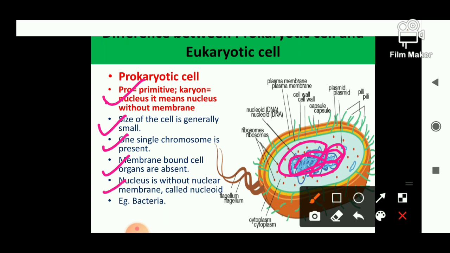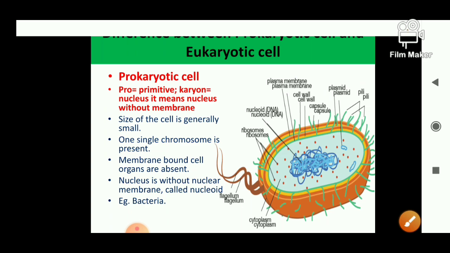And this type of nucleus which is not having the nuclear membrane, and the only main structure is this chromatin thread, then this type of nucleus is called nucleoid, right? Okay. Example is given to you, it is bacteria.